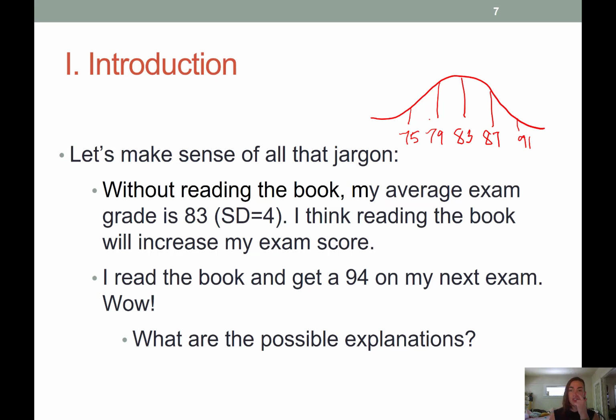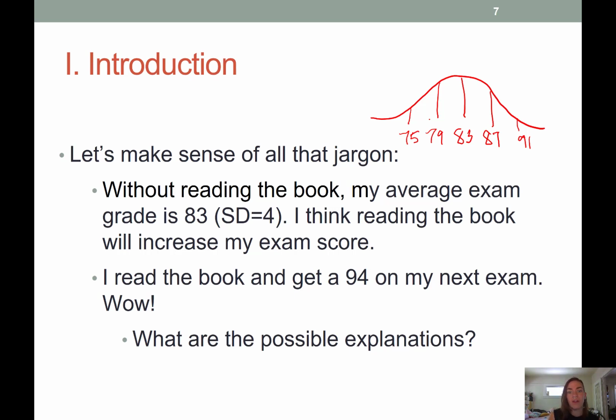Okay, so this is my distribution of expected exam scores, right? So this is where I would expect my exam scores to fall, roughly, around an average of 83. I may perform rarely higher than a 91 or rarely lower than a 75, right? But most of my exam scores would hover between 79 and 87.